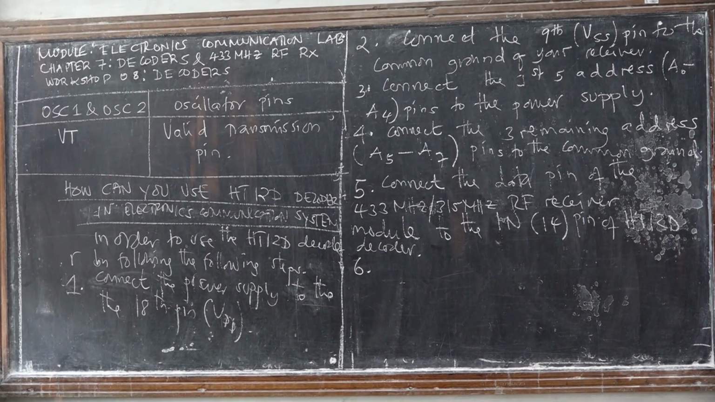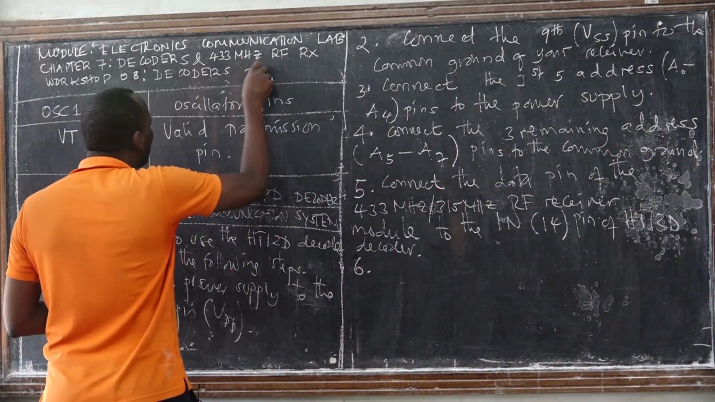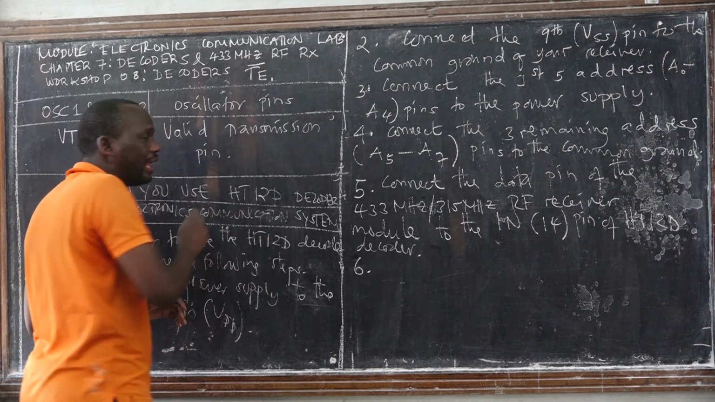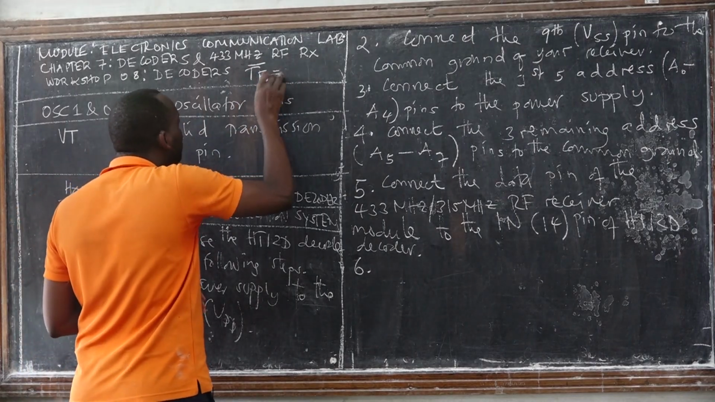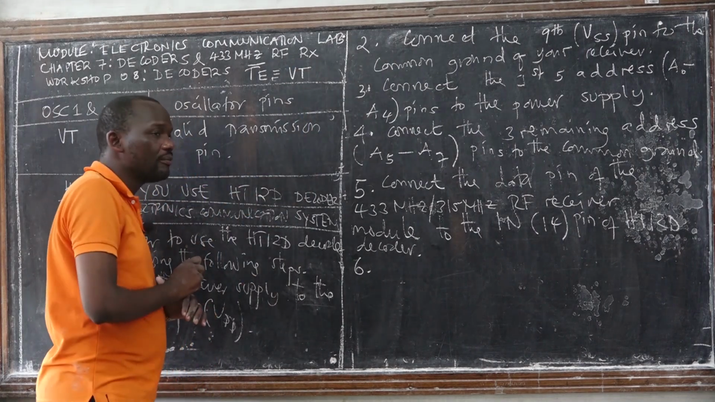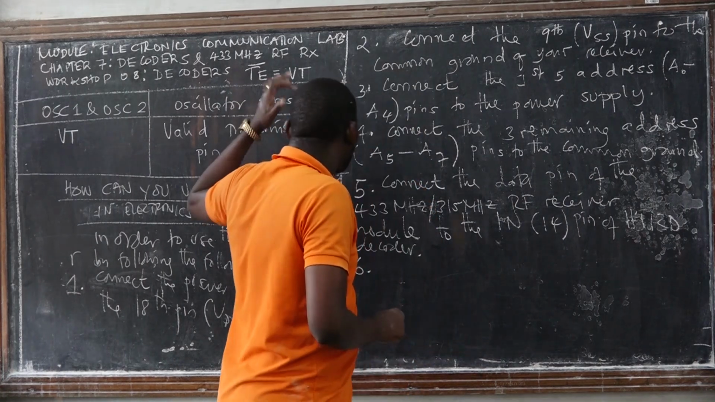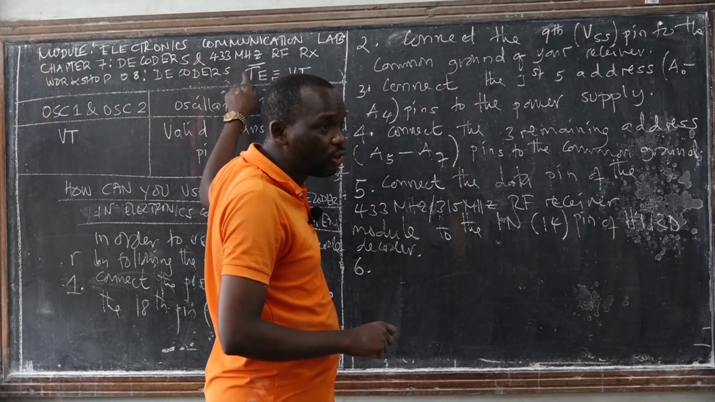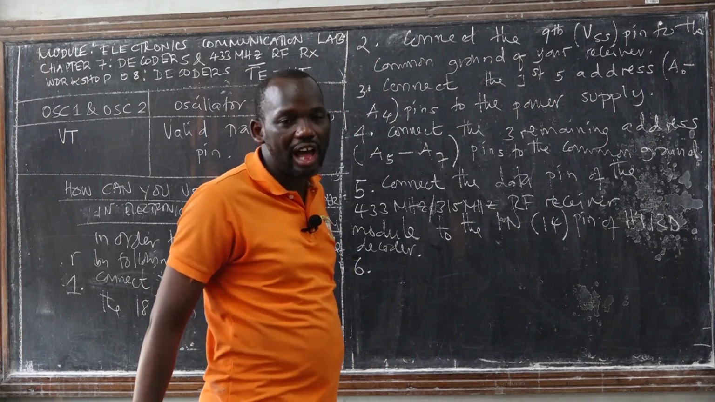VT. What is the long form of VT? Valid transmission. So it means that in case of the encoder, we had the transmission enable pin, which has been labeled like this one. Right? This one corresponds with VT, valid transmission pin. Right? So in case of the encoder, we connected this one. We pull it up by connecting the common ground.